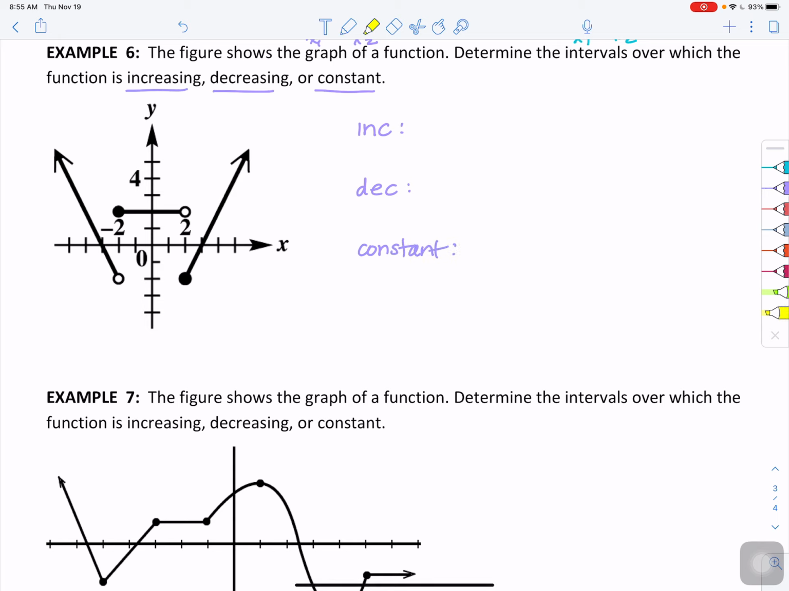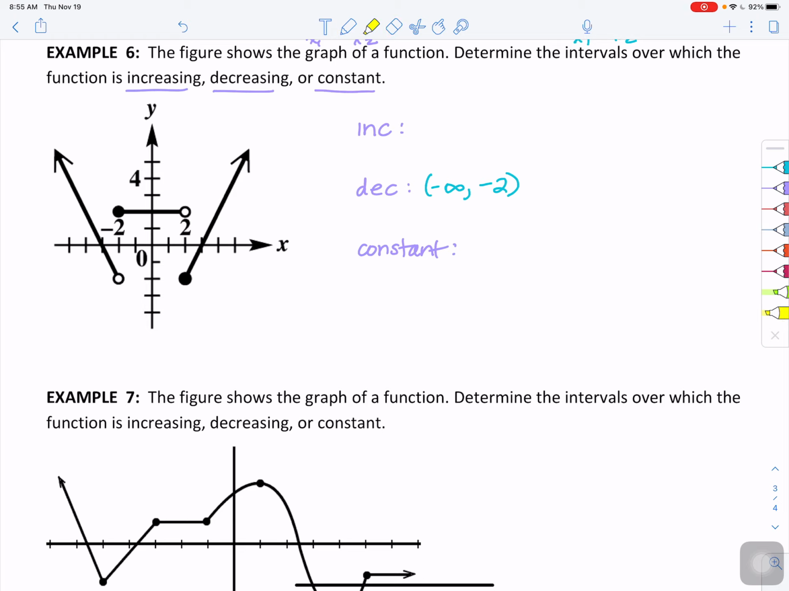So I'm going to work on this piece right here. And as you can see, the y values are getting smaller as you move from left to right. So we are definitely decreasing. And we are decreasing from negative infinity all the way to -2, it looks like. And that's open, okay?